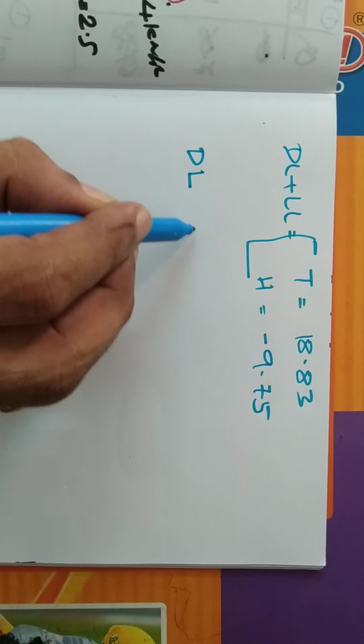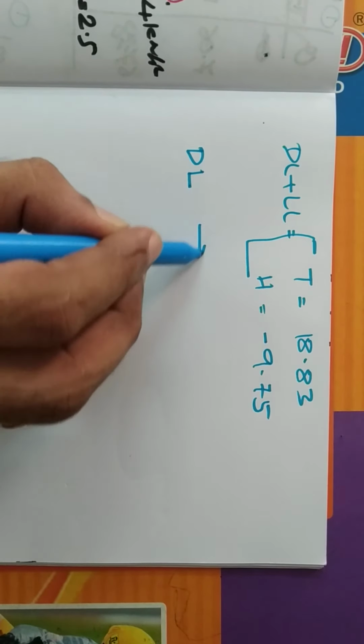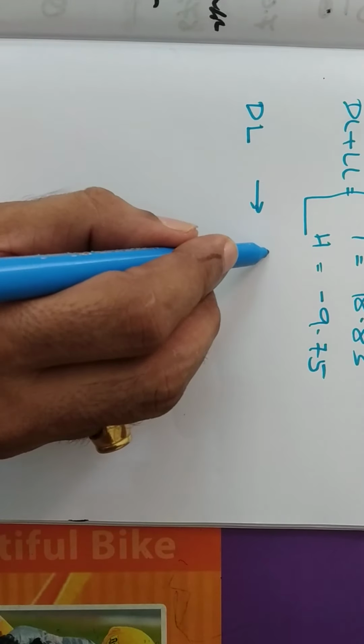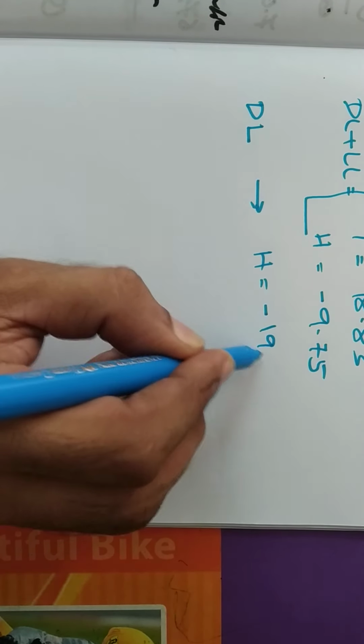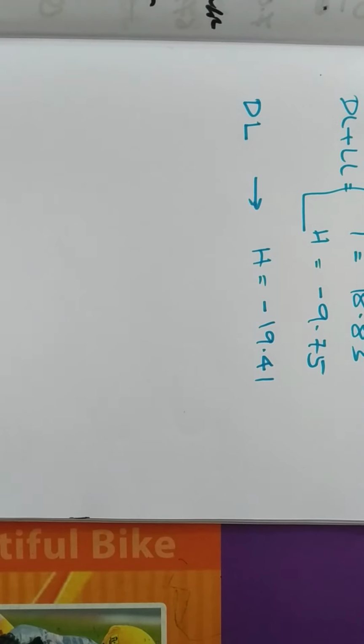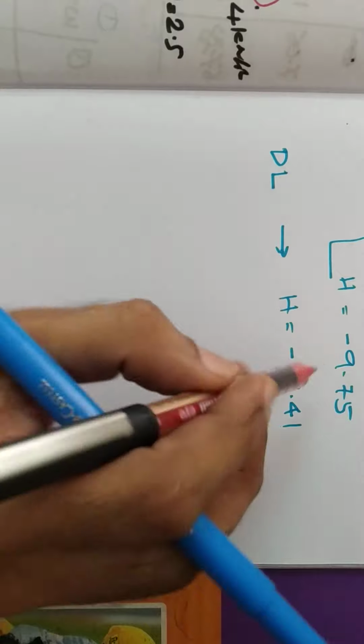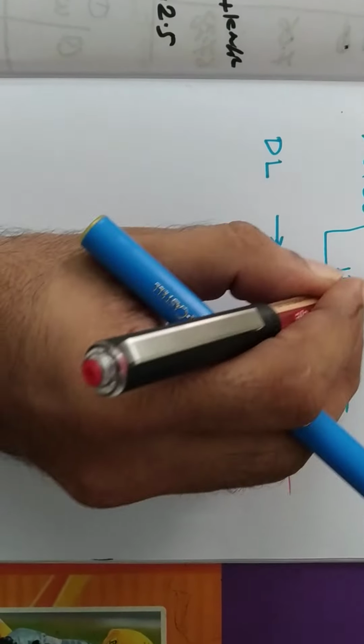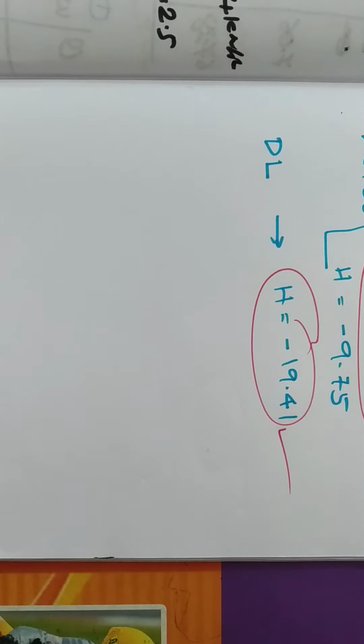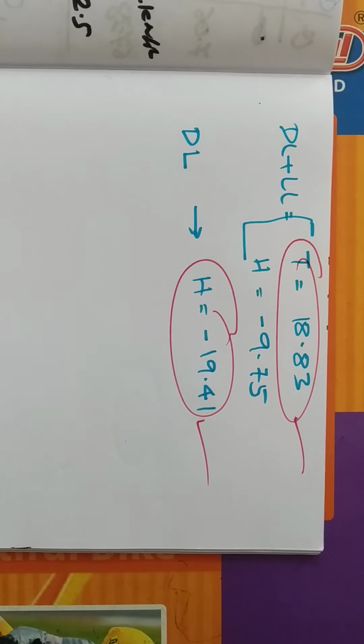And when I took only dead load, in that case H is minus 19.41, that is the higher value. Okay, so the higher values out of these you can take, this one and this also. These two you will take. Okay, is that clear?